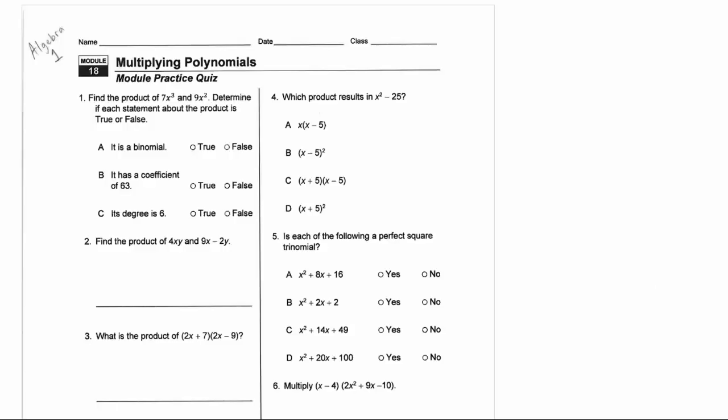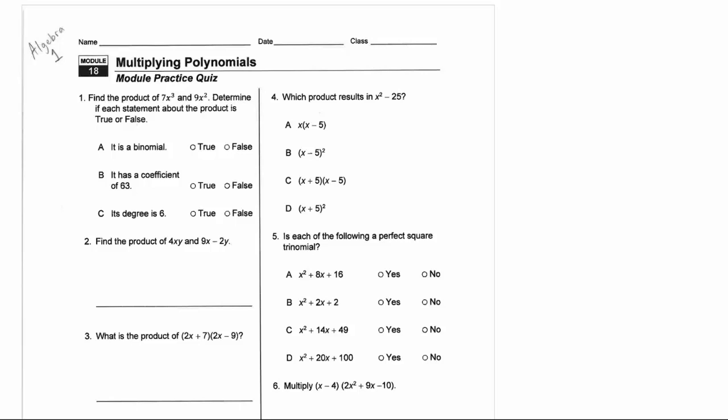I am going to work through our Module 18 practice quiz for Algebra 1. So, Module 18 was all about multiplying polynomials, and in many of these problems we see the word product, which is also a clue that we should be multiplying. Number 1 says find the product of 7x cubed and 9x squared. Determine if each statement about the product is true or false.